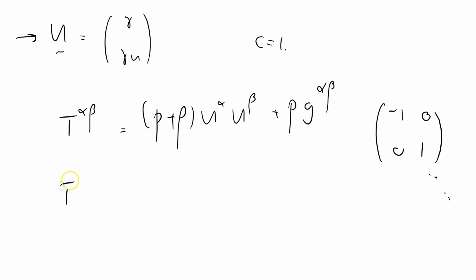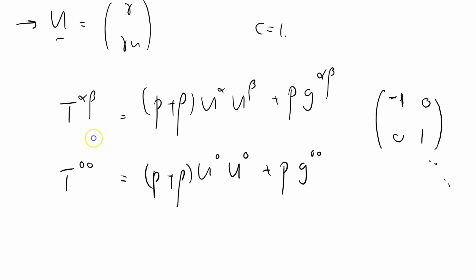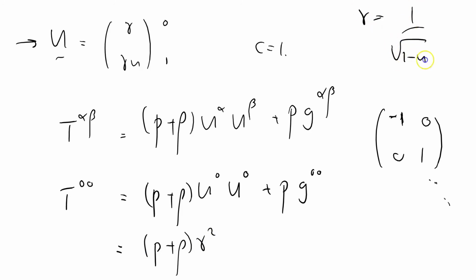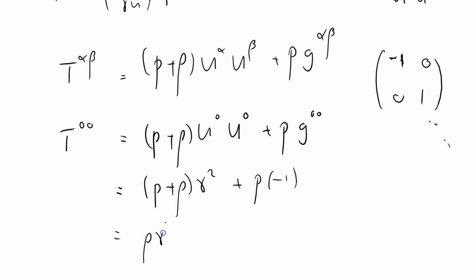So I can say that T0,0 equals (p plus rho) u0 u0 plus p g0,0, which is this term here. And so that's the 0 term of u, and that's the 1 term here, 0 term being time, I guess. (p plus rho) gamma squared, where gamma equals 1 over root 1 minus u squared, plus p times minus 1. So it's equal to rho gamma squared plus p times (gamma squared minus 1).